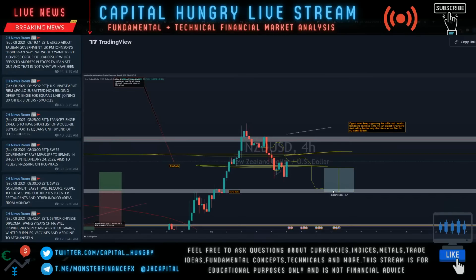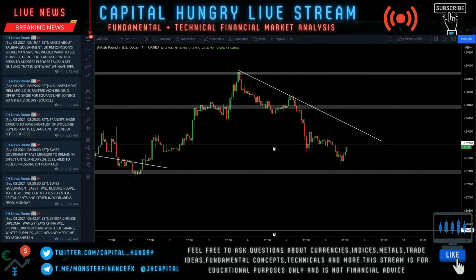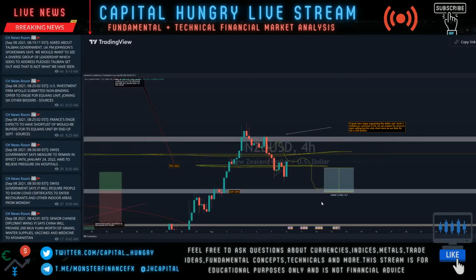NZD USD, GBP USD, and Euro USD all have the same market structure and price action. So for me to take safer NZD USD sells, as per what you're looking for, I would need to see dollar strength and actually a break below the safe sell zone you have marked out here. It's getting a bit messy with this pullback structure. Once you break below here at 0.709, I would see much safer sells. All right.